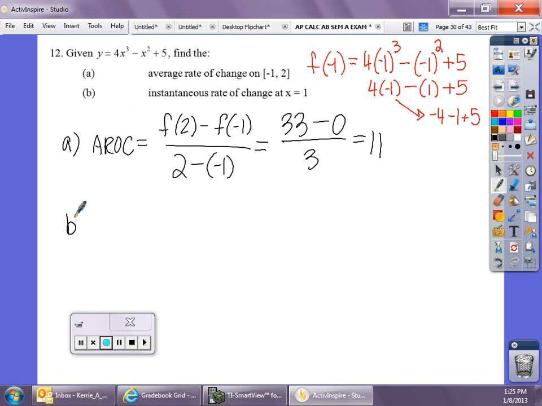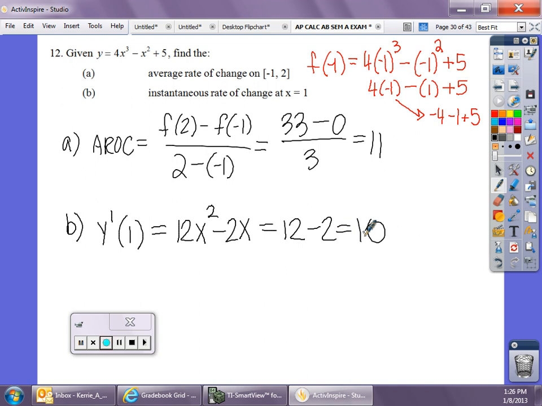Letter B asks for the instantaneous rate of change. Instantaneous rate of change is the derivative, so that's the difference. Average rate of change is the slope. Instantaneous rate of change is the derivative. So at 1, we would get 12 minus 2, which equals 10. There we go, numbers 8 through 12.